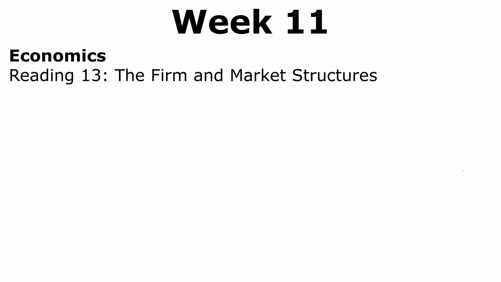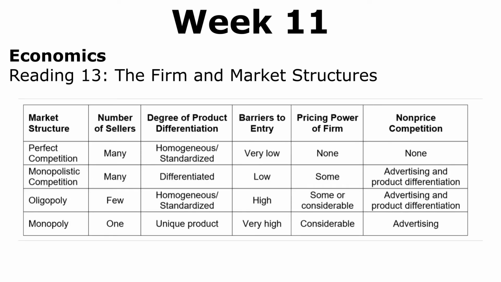The second reading for this week is Reading 13, The Firm and the Market Structures. This chapter is also related to microeconomics and discusses the 4 major types of market structures that are perfect competition, monopolistic competition, oligopoly, and monopoly. The below table summarizes a part of the chapter. However, you should familiarize yourself with all the concepts regarding the demand and supply of each of the market structures.